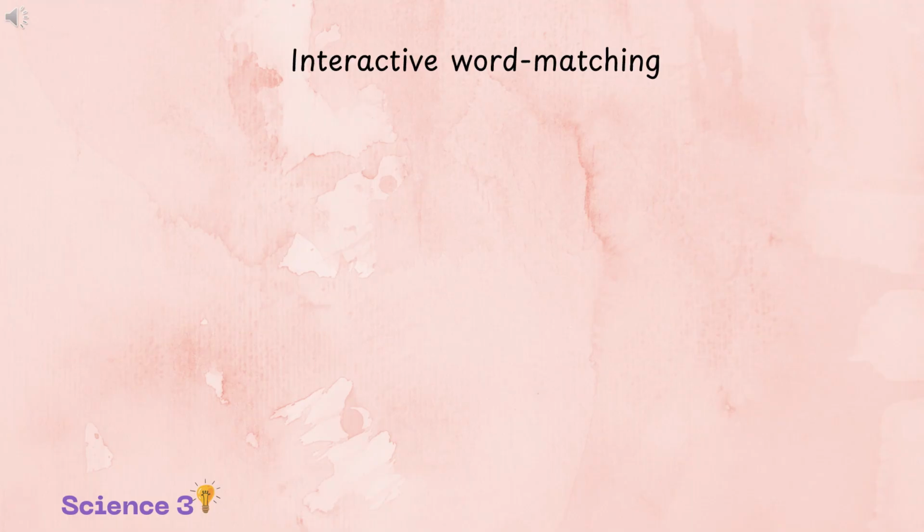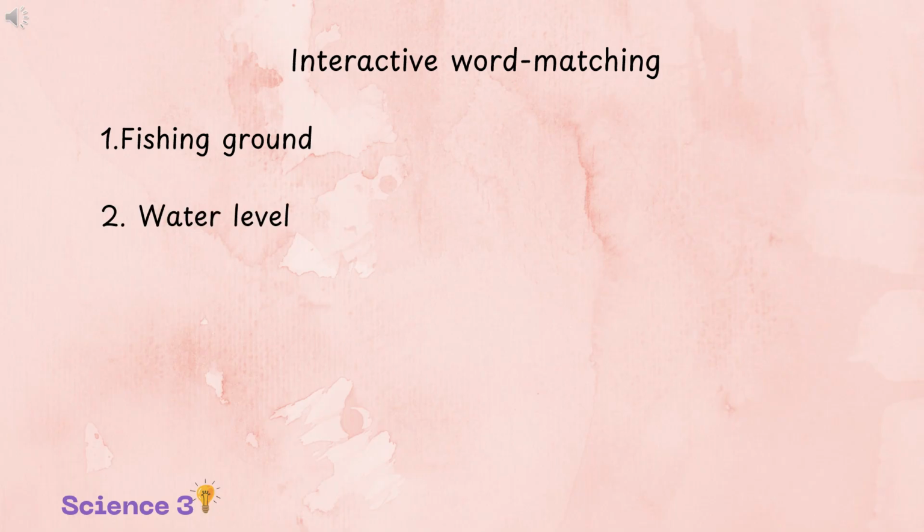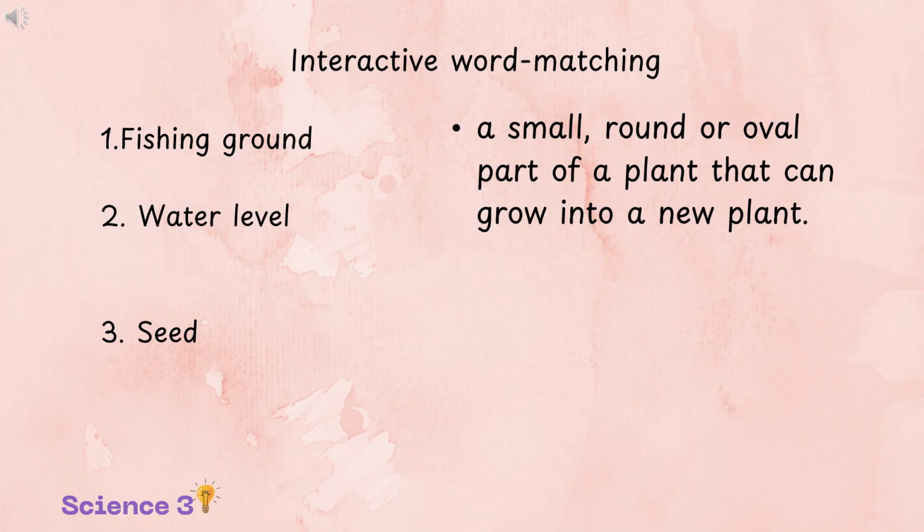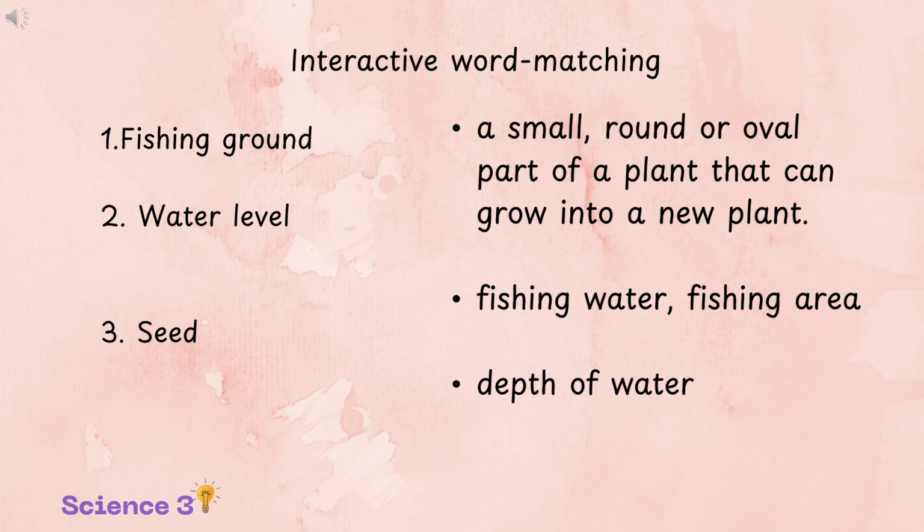Interactive word matching. Are you ready, kids? Now, for number 1, fishing ground. You're going to choose the meaning of these 3 words on the right side of the slide. We have here 1, fishing ground, 2, water level, 3, seed. And on the right side of the slide, we have the meanings: a small round or oval part of a plant that can grow into a new plant.